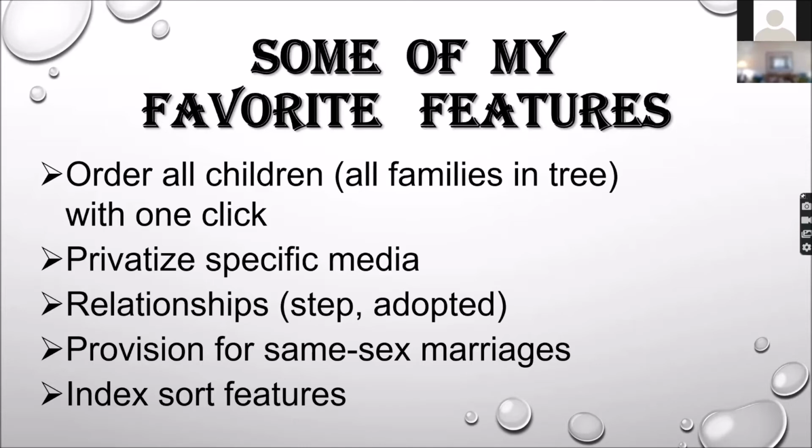You can put relationships, adopted, foster, step in there. I believe that Family Tree Maker is one of the few softwares that now provides for same-sex marriages, where you can define the spouse as the same sex. There are some nice index sort features, especially if you forget somebody's maiden name and you're looking for it, you can sort the names by first name instead of family name.